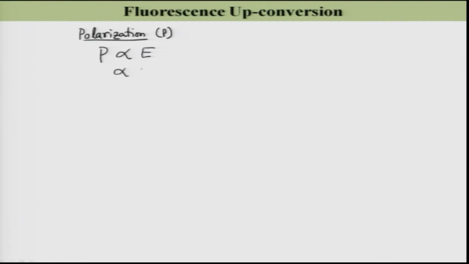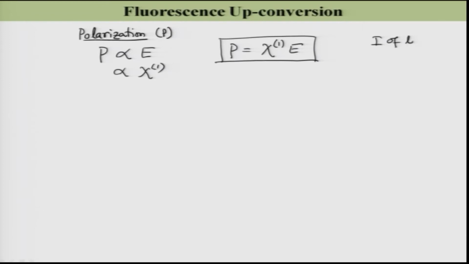So, that is also proportional to the molecular property chi 1. I can simply write P is equal to chi 1 E, right. You have probably seen this type of equation, this is the polarization. If I increase the strength of this electric field, that means the intensity, which is E square, right, then if I increase the intensity of the light, the induced polarization will increase, because E is increased, so the induced dipole moment will increase, that means the polarization of the system will increase. If I now plot P versus E, then I will get a straight line, right, because P is some constant times E.